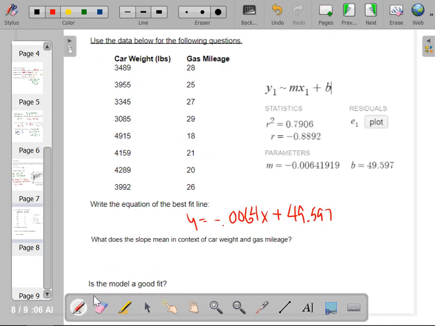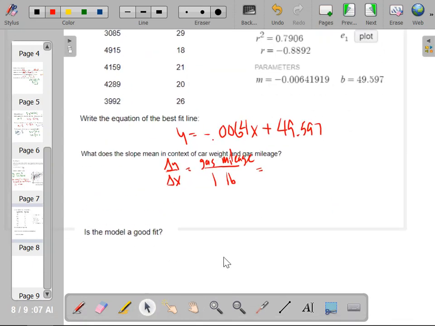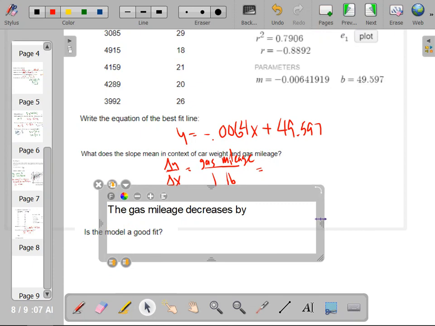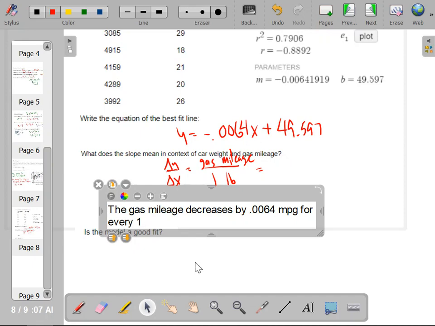So again, think of your units. Change in y over change in x. Change in y is gas mileage, and this is for every 1 pound. So does the gas mileage go up or down? It is negative, so the gas mileage decreases. The gas mileage decreases by whatever the slope is, 0.0064 mpg for every 1 of whatever the x units are.